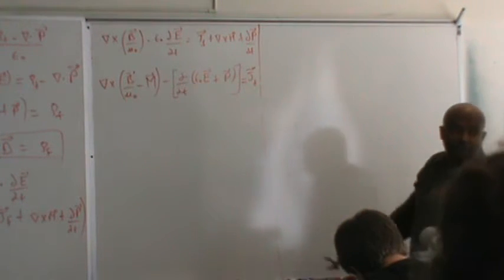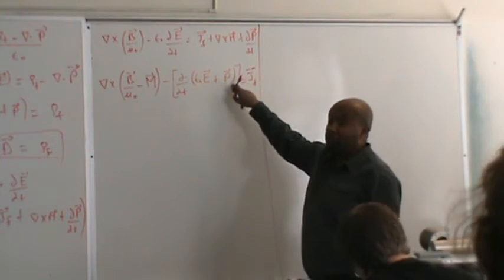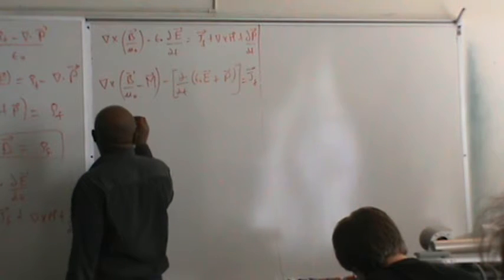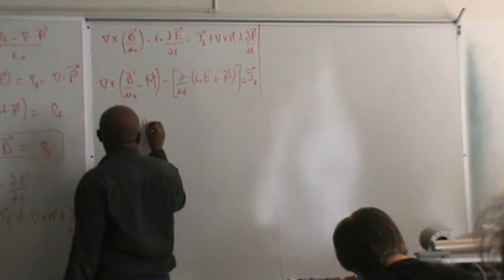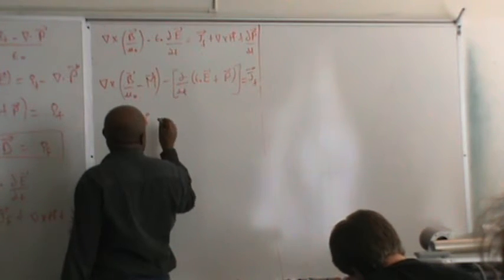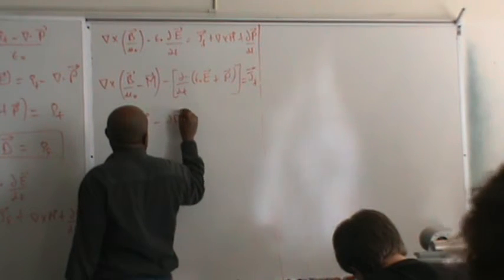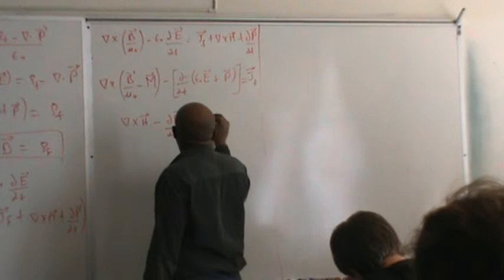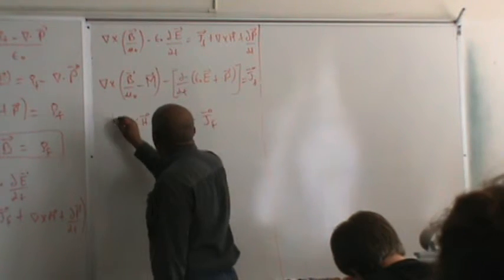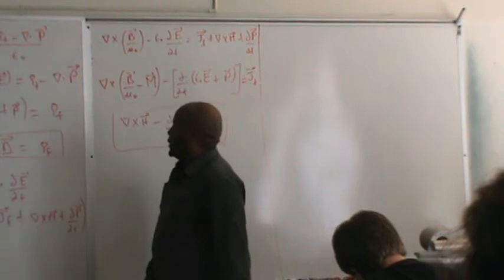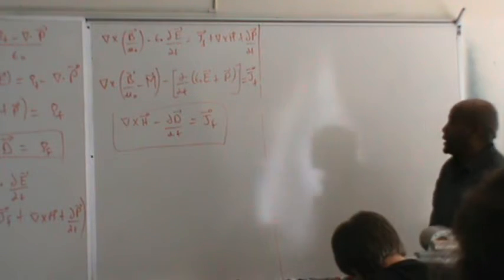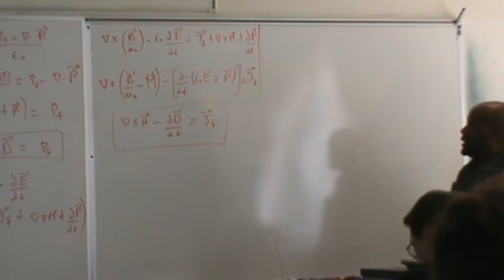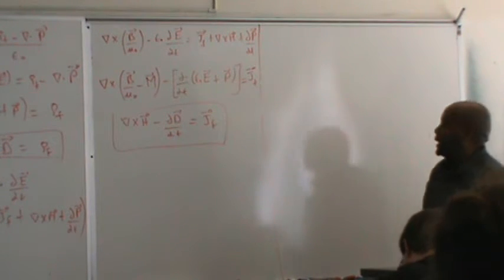So we know that this is the displacement vector, and this one is the auxiliary field. So that's going to be curl of H minus dD by dt equals J free. So these are the two equations that would change when you deal with Maxwell's equations inside matter.